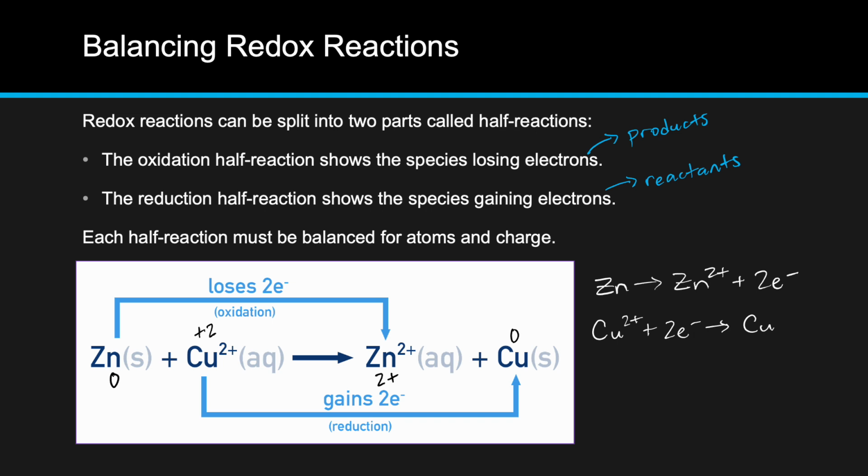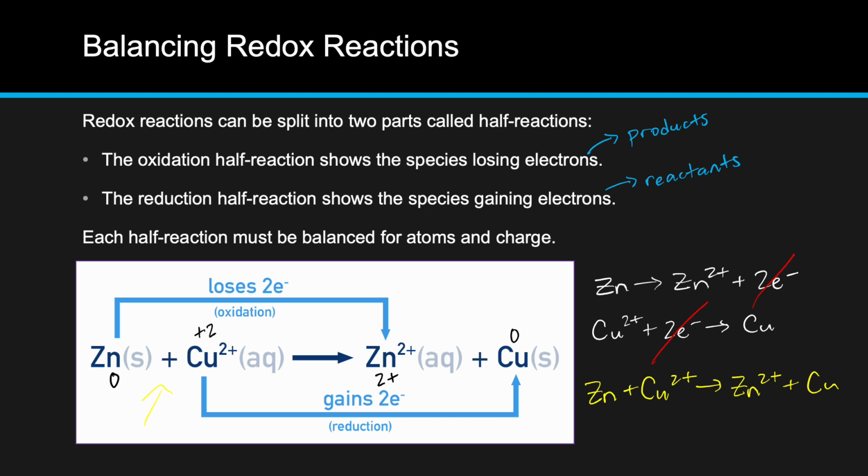So in the product side of the oxidation, you can see that we have 2 positives and 2 negatives. So those balance out to 0. And same concept for our reduction. We have 2 positives and 2 negatives, so those balance out to 0. And now that we've balanced our elements as well as our charge, we can look at our electrons. We have 2 electrons on each side, which will cancel each other out. So when we rewrite our redox reaction, it's going to be Zn plus Cu2+ react to form Zn2+ and Cu, which is exactly what we started with, so it was already balanced.